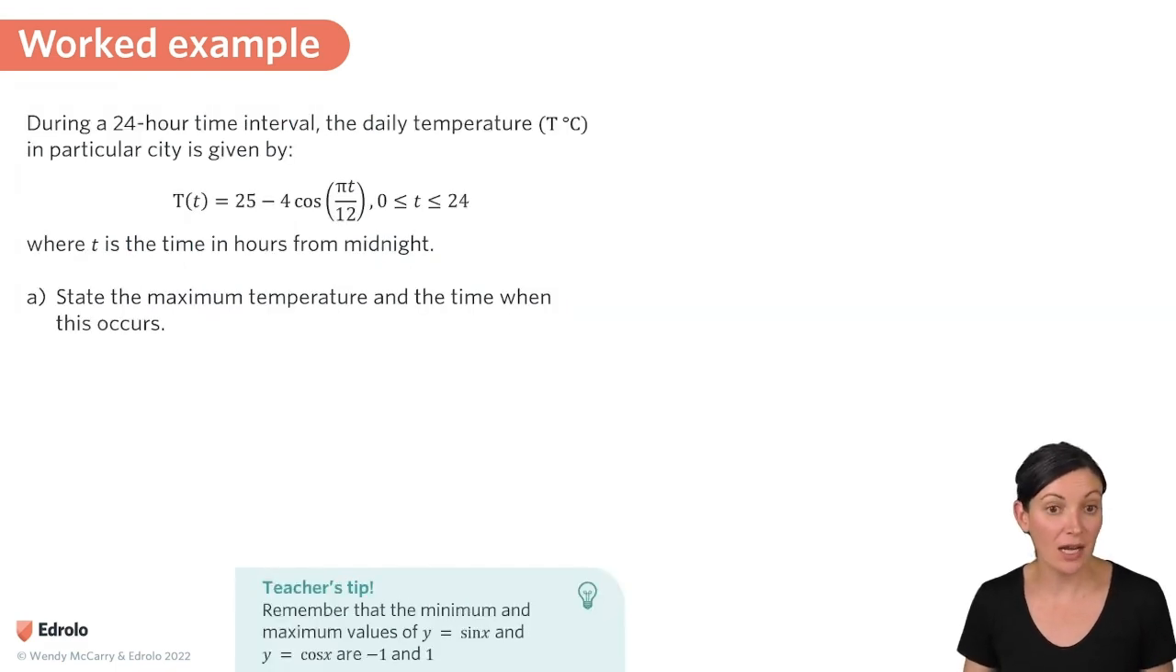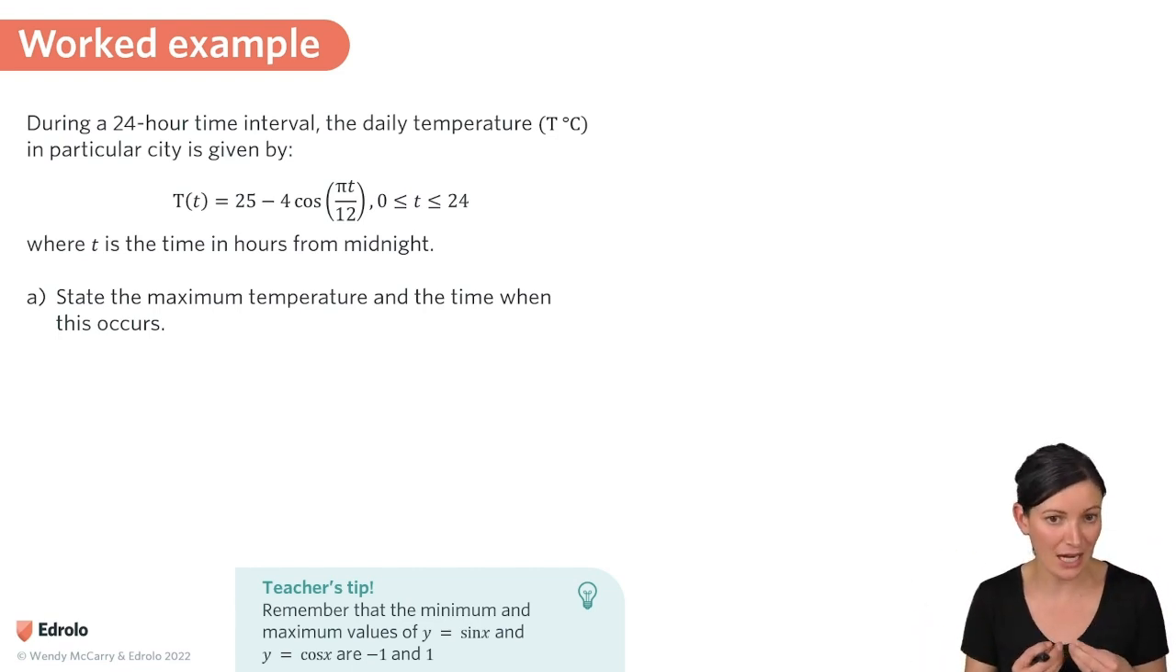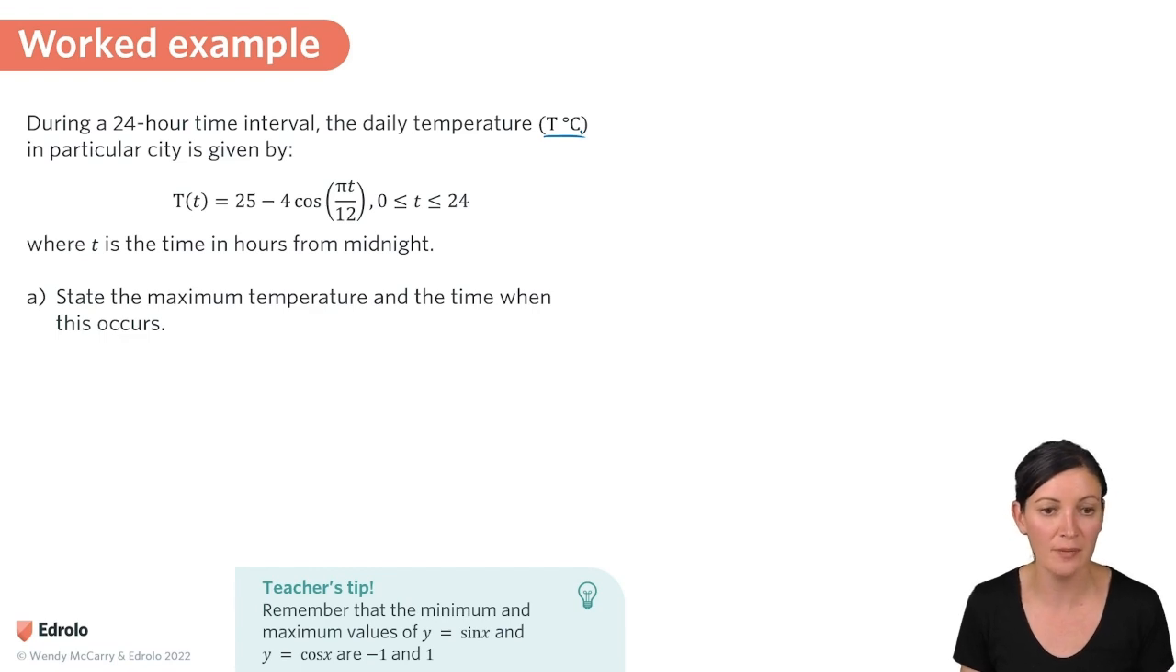Okay, so our second example here is dealing with temperature across time. So we've got a 24-hour time interval. The daily temperature in a particular city is given by this equation, okay? T equals 25 minus 4 times the cos of pi t on 12, and then we've got t being between 0 and 24, okay? Little t is the time in hours from midnight, and big T, we're told, is the temperature, okay?